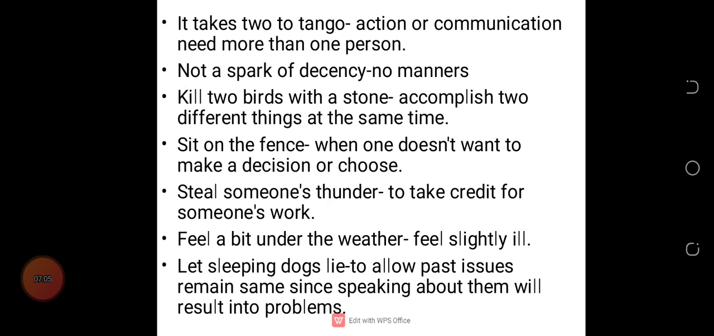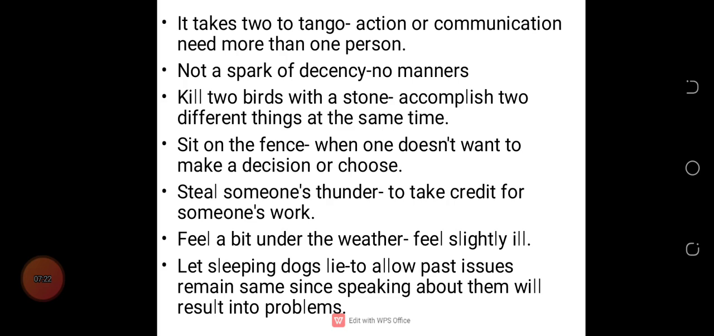Kill two birds with one stone. It's not really an easy thing, right? It seems impossible. But this is to mean that someone may try just one thing, and will end up accomplishing two things, okay? So to accomplish two different things at the same time.